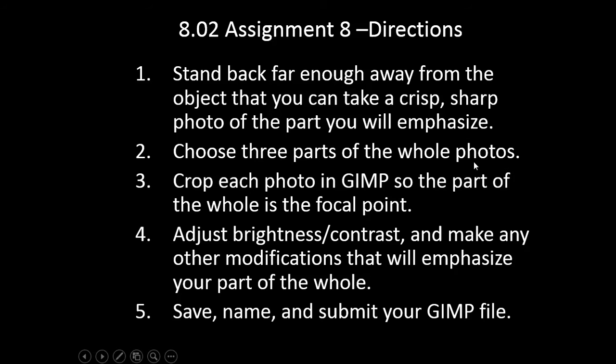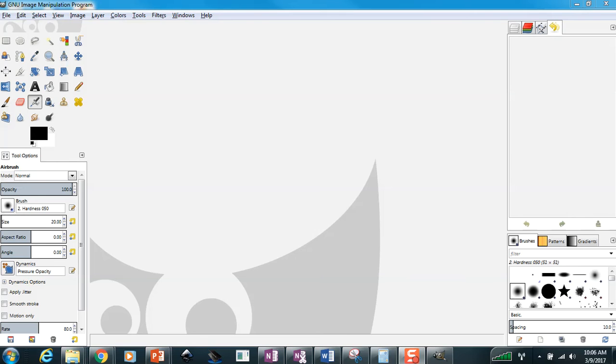So you're gonna do this 3 times. You're gonna crop each photo in GIMP, so the part of the whole is the focal point. You're going to adjust the brightness and contrast and make any other modifications that will emphasize your part of the whole. 5, you'll save, name, and submit your GIMP file. So let's take a look at that now.